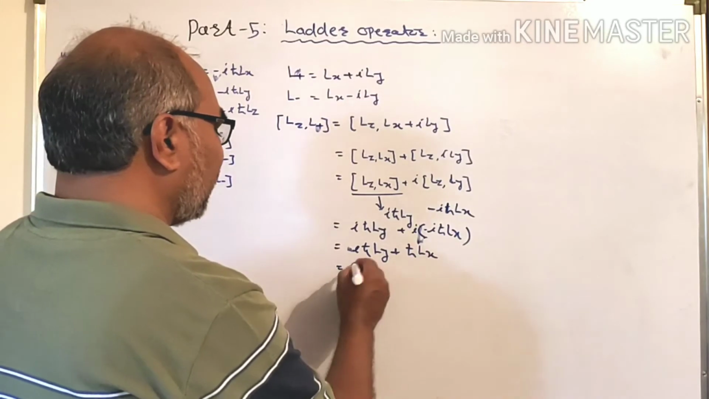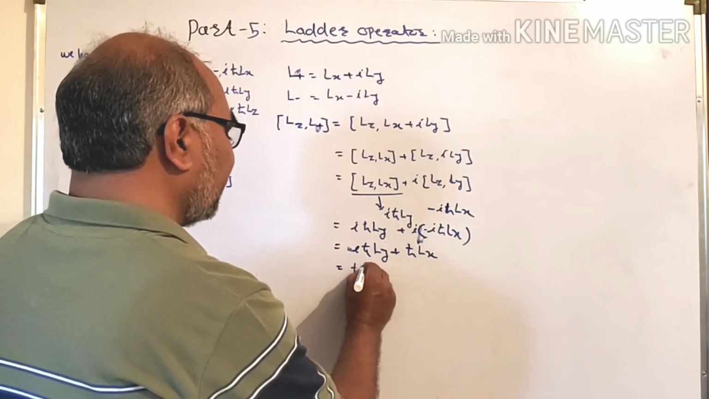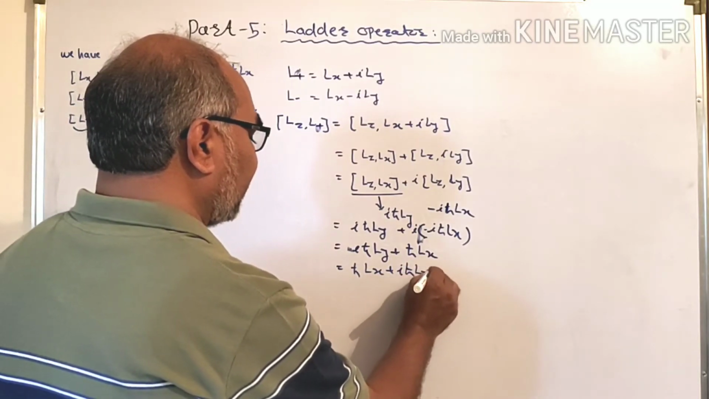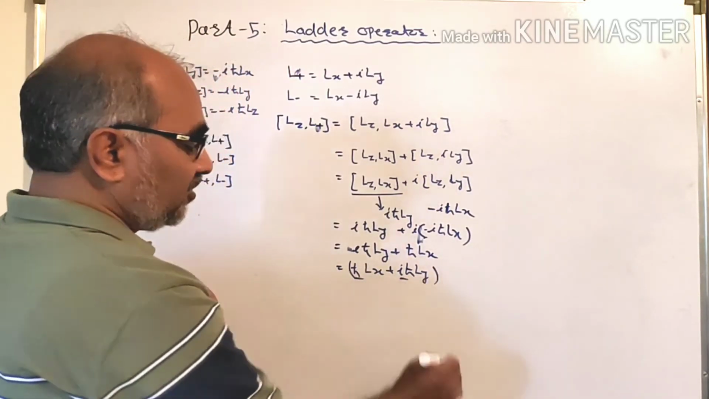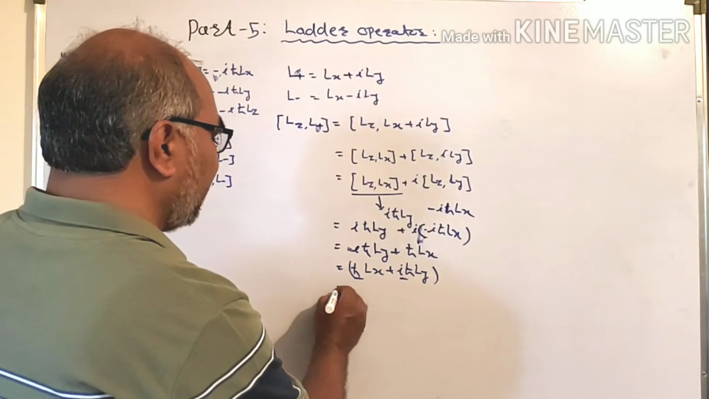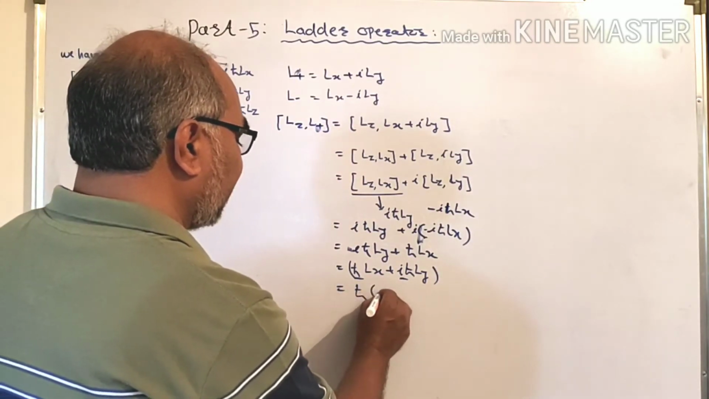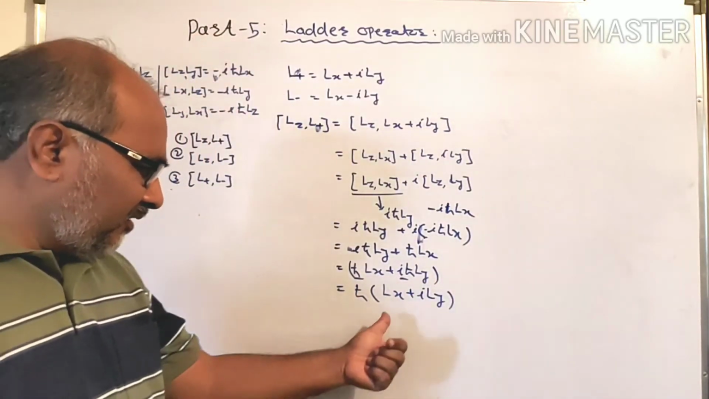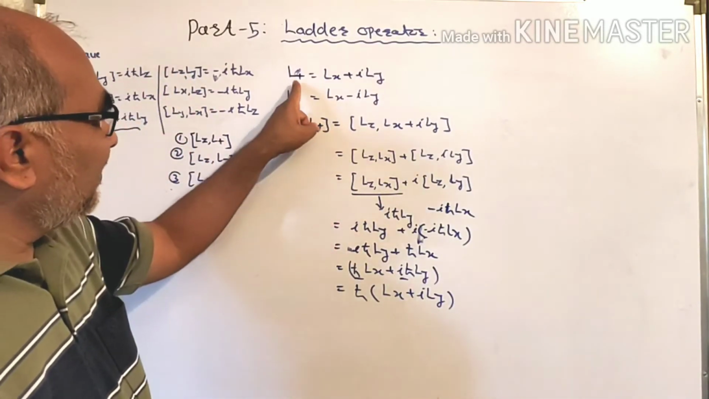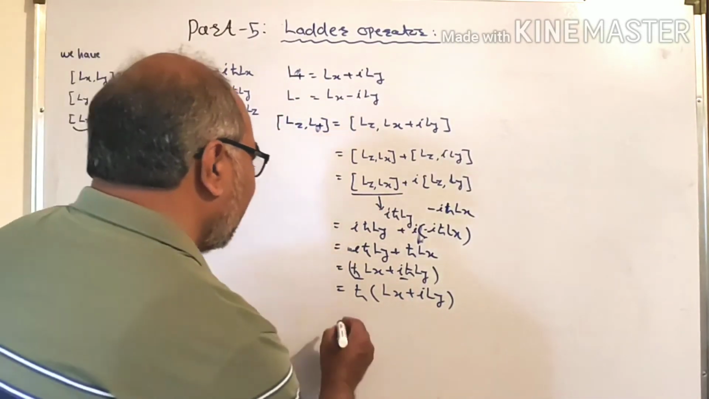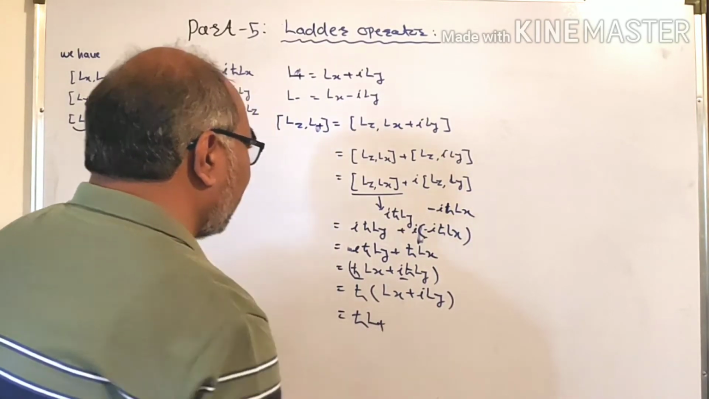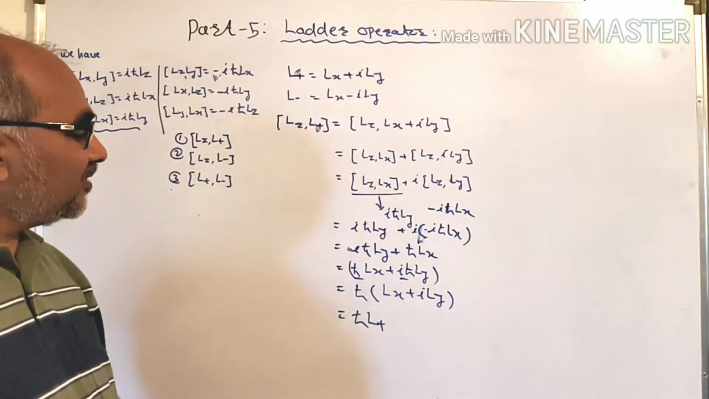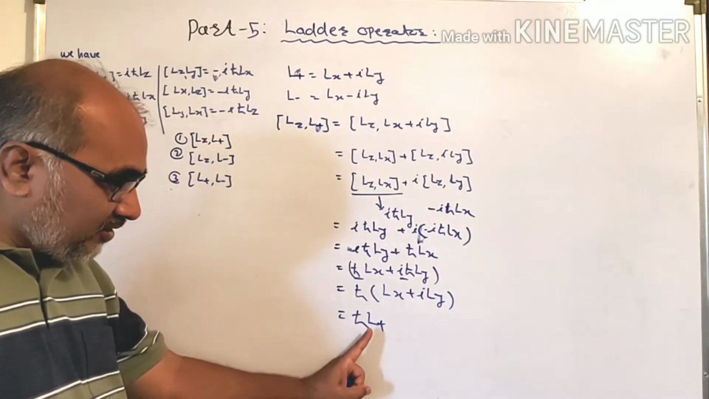This is h cross Lx plus i h cross Ly. Now taking h cross common outside, it becomes h cross times (Lx plus i Ly). And what is this Lx plus i Ly? It is nothing but L plus. So it is equal to h cross L plus. This means that when Lz operates on L plus, we get h cross L plus.